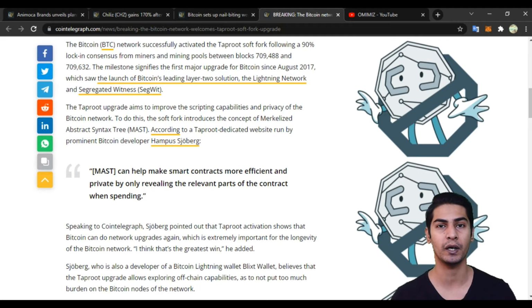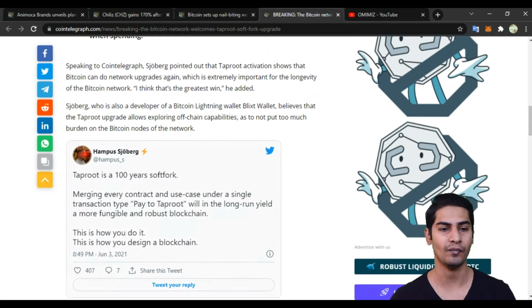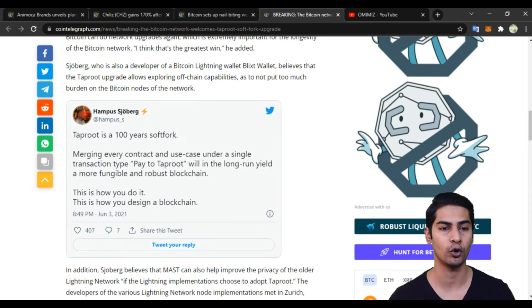So they started working on it with projects like ICP, Stacks that we've just seen that recently came into the market. And these contracts, these smart chains and blockchains and coins made it easier to work on Bitcoin and create privacy, scalability, and smart contracts. Taproot is a 100-year soft fork, merging every contract and use case under a single transaction. Pay to Taproot will in the long run yield a more fungible and robust blockchain.